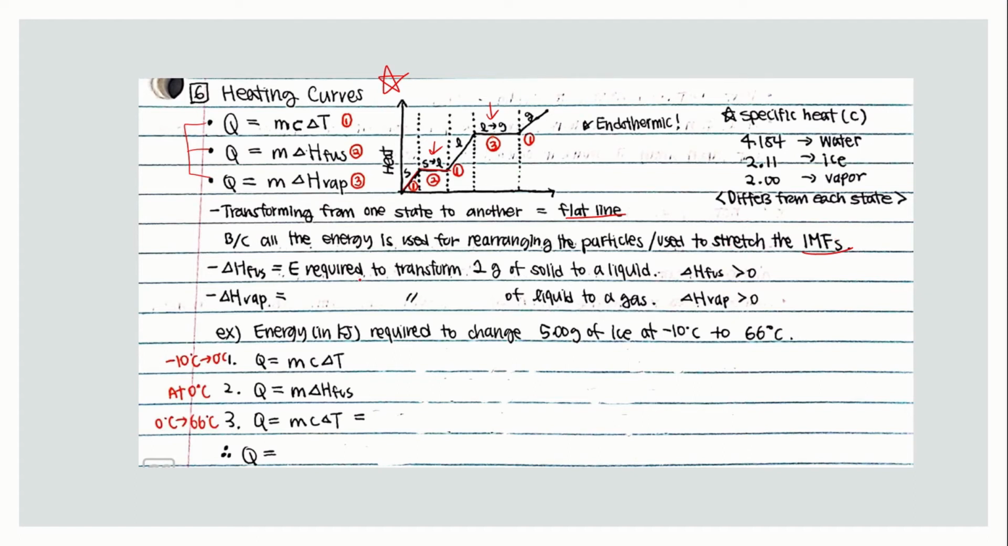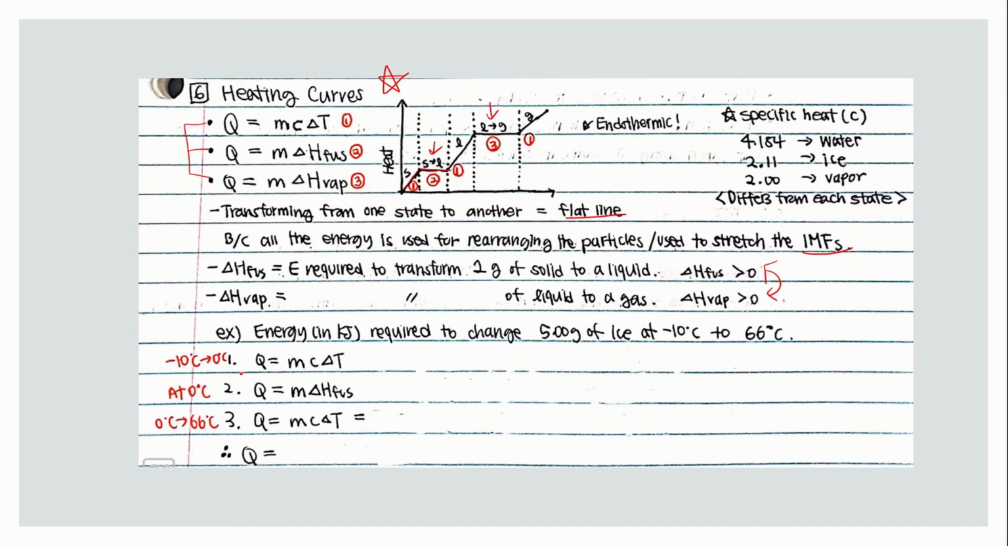H fuse is the energy required to transform 1 gram of solid to a liquid, and H vap is for the liquid to gas. They are both positive because energy is absorbed for the phase change. And we have a practice question here.